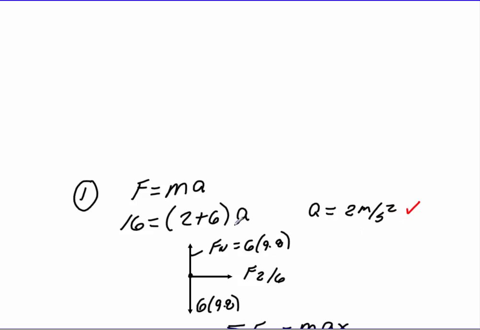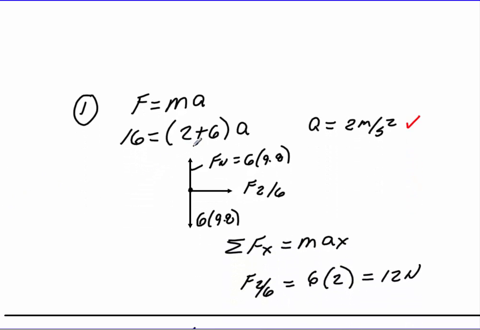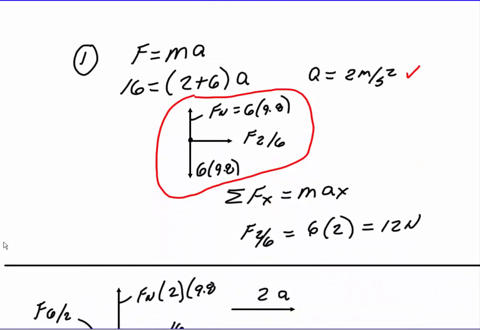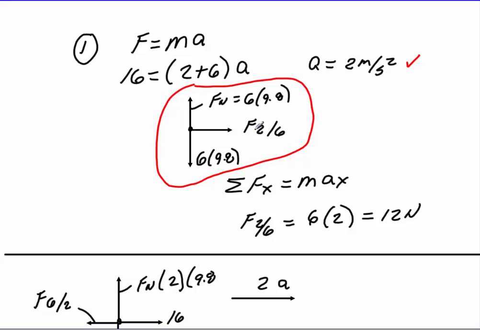Okay. Now, the second thing you had to do was draw a free body diagram of the one block. So all I'm looking for on this one is, what is the force right here? What is the 2 pushing on the 6 and the 6 pushing on the 2? So all I'm going to do is draw a free body diagram of this guy right here. And the only force it has is the force that the 2 is pushing on the 6.